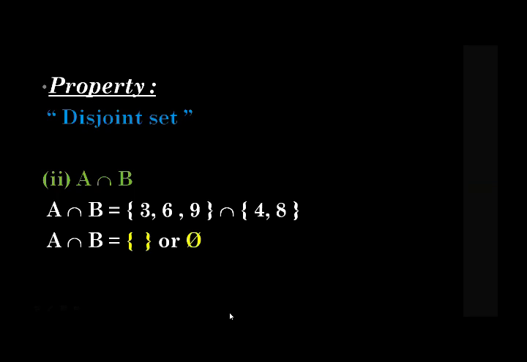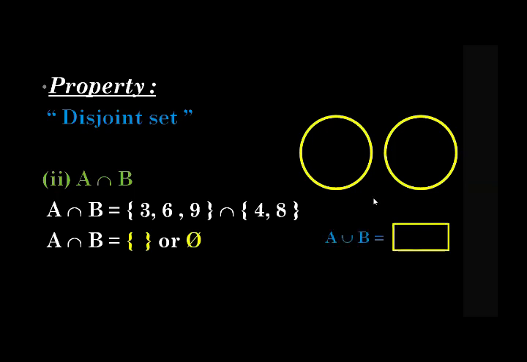Now come to the Venn diagram of this part. Again, we will draw two circles. This is a disjoint set, so we will draw two circles. The first one is A and the second one is B. The elements of set A are 3, 6 and 9, and the elements of set B are 4 and 8. We will not shade any part of the circle. Why? Because there are no common elements in both the sets. So this is the second part of question number 6.